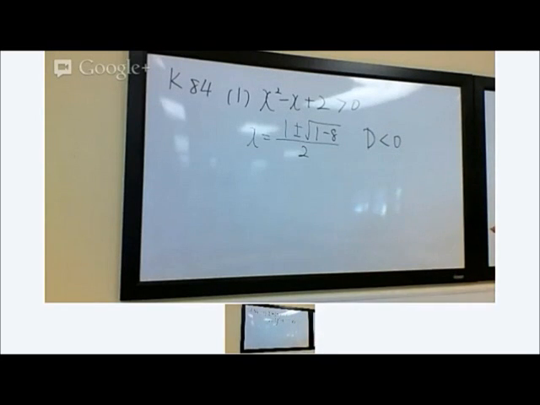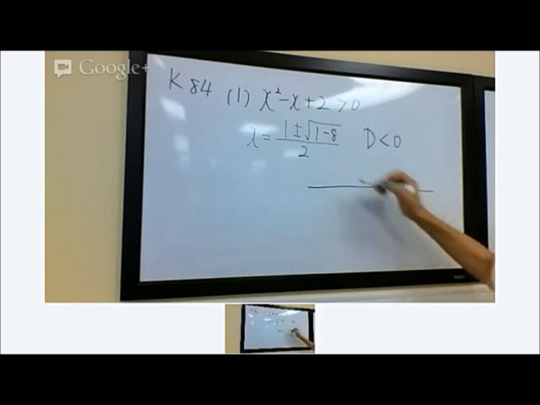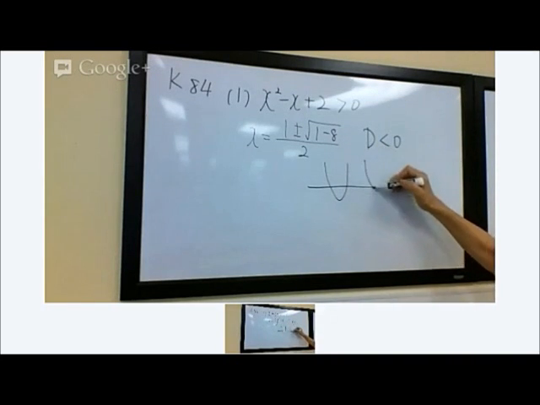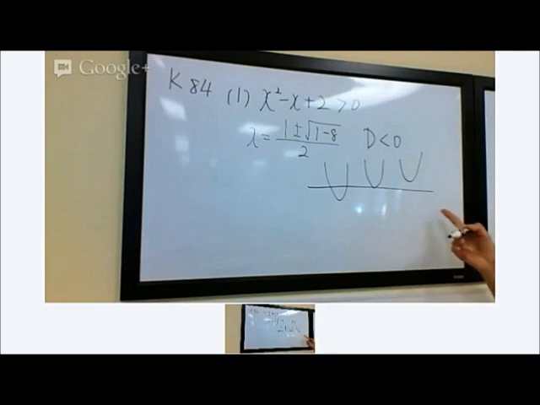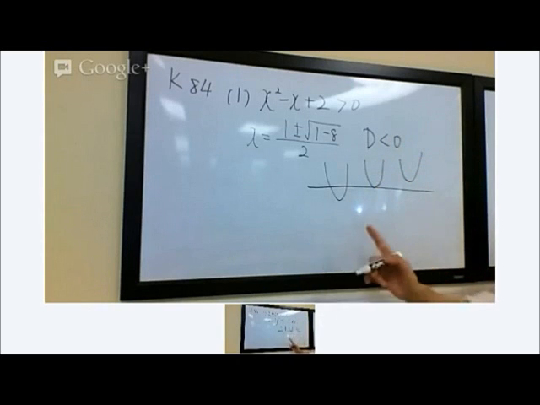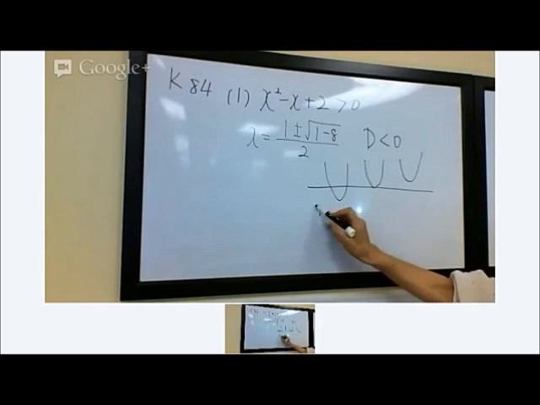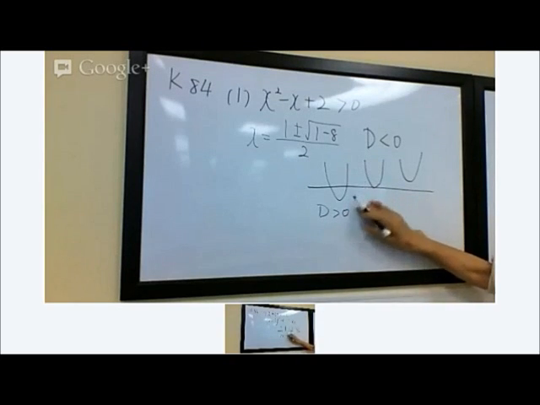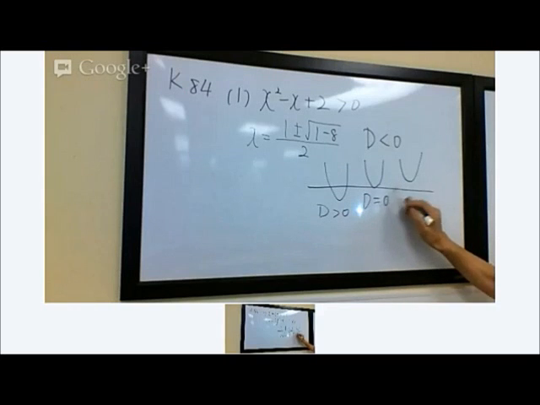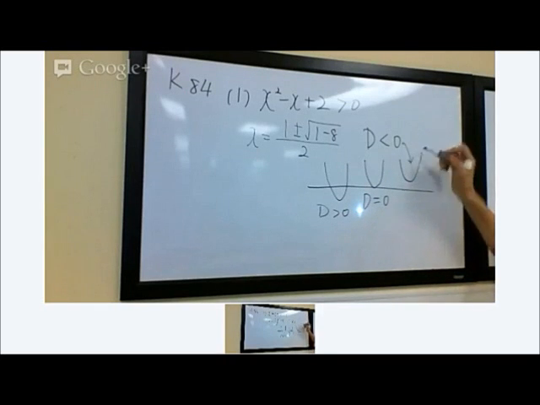D is less than 0, which means this is the J pattern we did. Which pattern in this graph? If D is less than 0, there are 2 solutions... One solution means D equals 0, right? This is the one. D is less than 0 in this one.